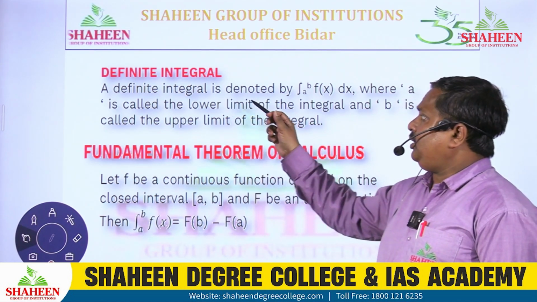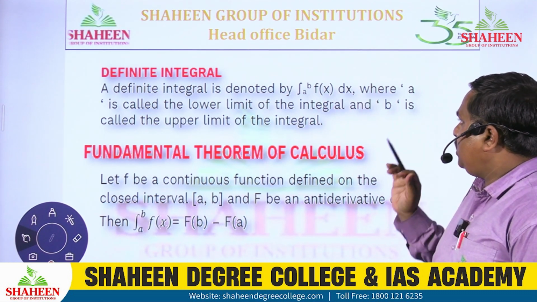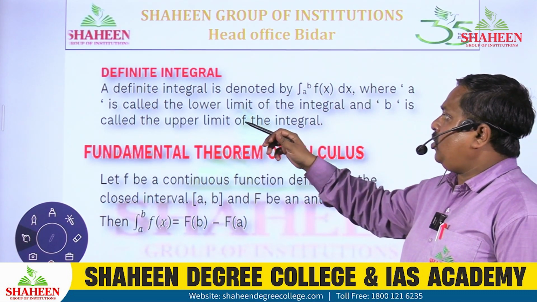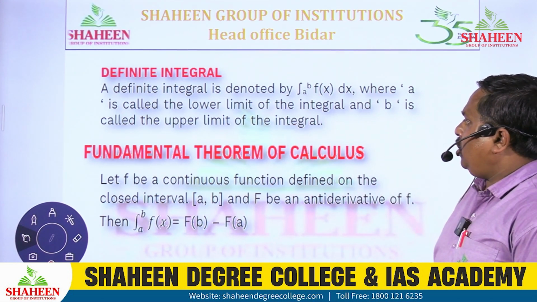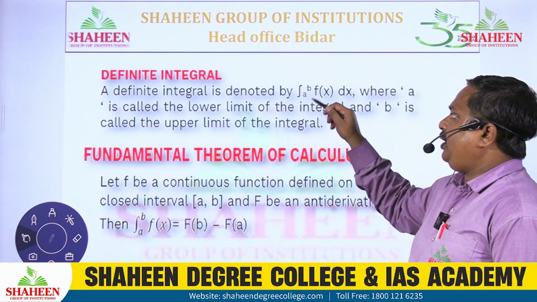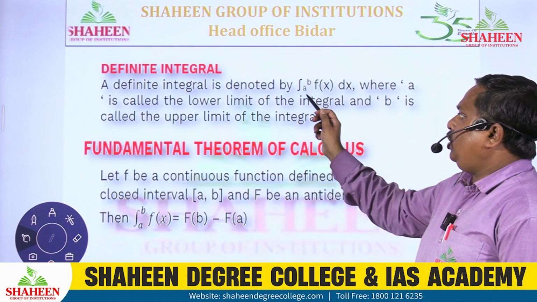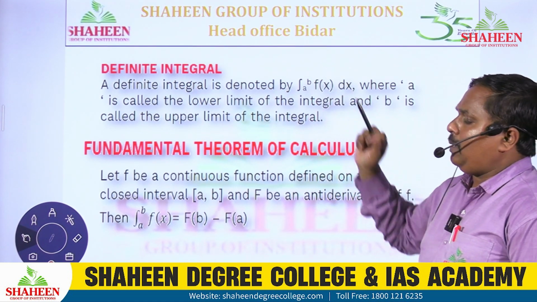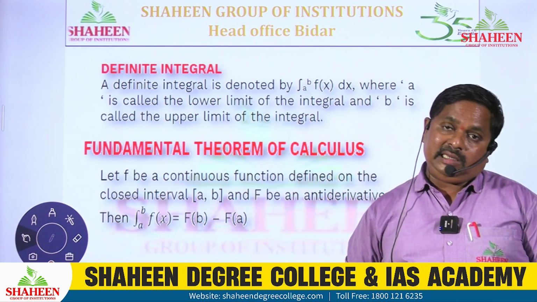A definite integral is denoted by integration from a to b f of x dx, where a is called the lower limit and b is called the upper limit of the integral. How do we read this one? Integration from a to b. A is called the lower limit and b is called the upper limit. A and b are called the limits of the integrable function.